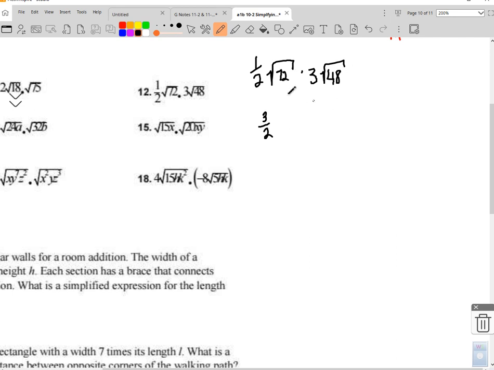Now, sometimes we multiply these together, but I would not do that for these numbers, right? Because I can see already what the perfect square factor of 72 is. I can see already what the perfect square factor of 48 is. If I multiply those together and get a big old number, I'm not going to recognize that. I already see it now. Anybody know what is the square root factor of 72?